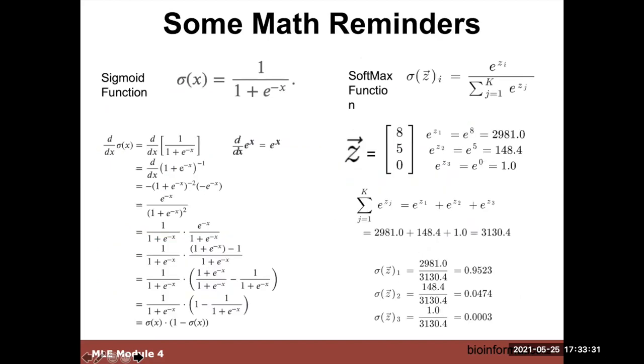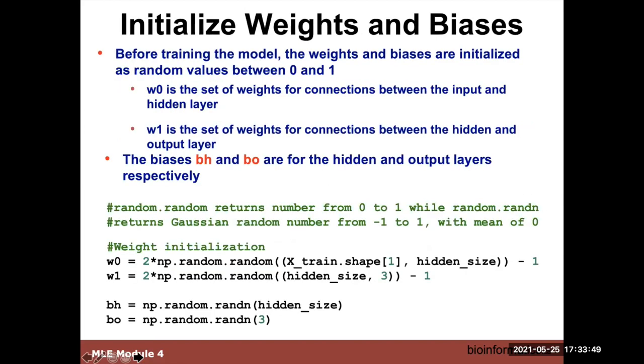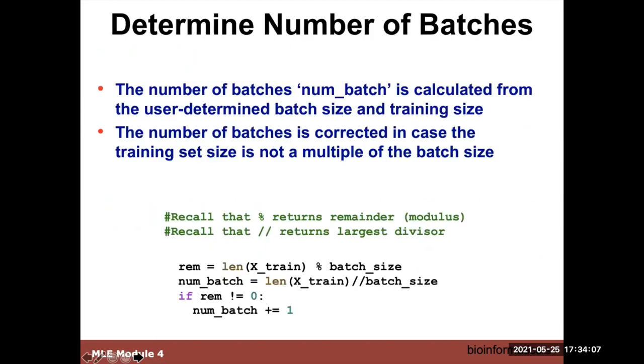Again, this is just some math reminders about the sigmoid function, also about the softmax function, which is used for layer two. This is the definition of the softmax function. We went through this last time, so I'm not going to repeat it, but this is just setting things up so that we can use our appropriate activation functions for each of the layers. Just as before, we have to initialize our weights and biases. So we call up some random numbers and create those random weights all the way through, both for W0, W1, and BH and B0. We're going to calculate the number of batches. So we've got 1400 proteins, I guess, and we have to choose how many batches we're going to train. That's partly decided by the user, but we have to make sure that the batch sizes come up to whole numbers.